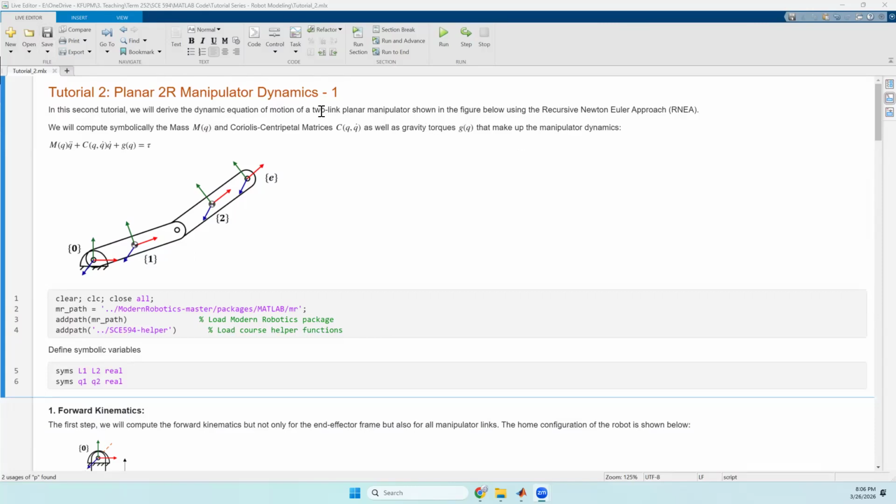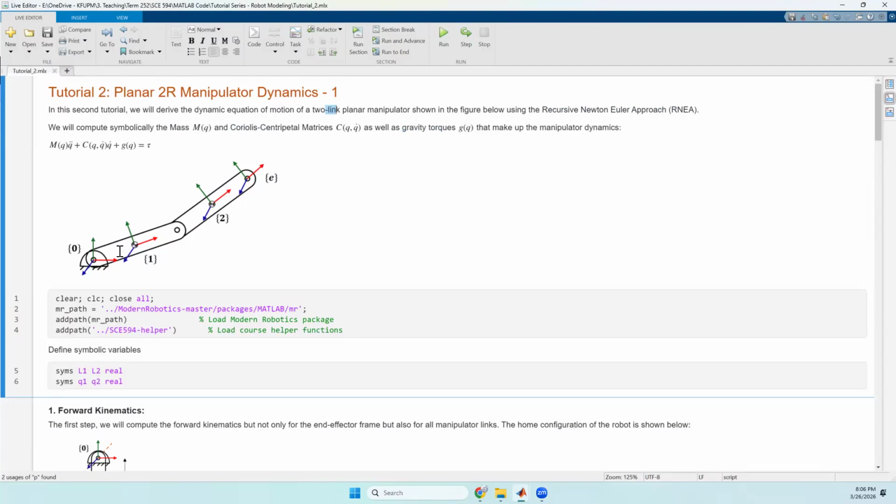Welcome back. In this second tutorial, we'll be looking at deriving the dynamic equations of motion. So we'll be using the Recursive Newton Euler Approach, the RNEA, to derive symbolically the mass matrix, the Coriolis-Centripetal matrices, and the gravity torques of a two-link planar manipulator.